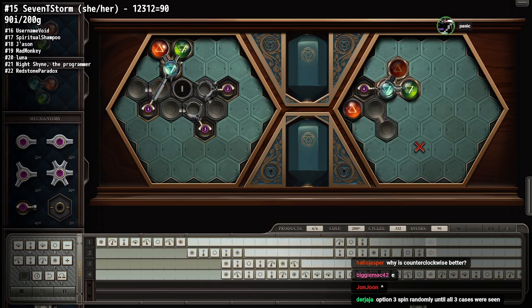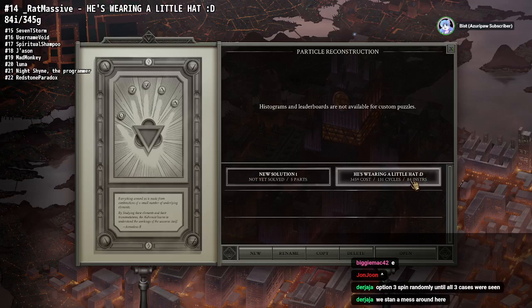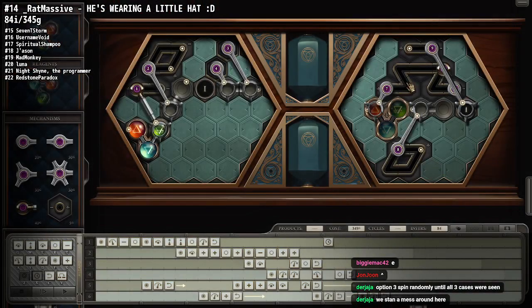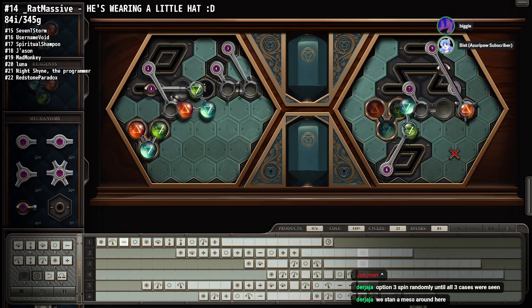Yeah, we can go to the next one first while this happens. The next one, let me get back on the AHK, is in 14th place at 84 instructions by Rat Massive. He's wearing a little hat. I assume this is the hat. I think. Lots of, yeah, tracks nice for this track solution.